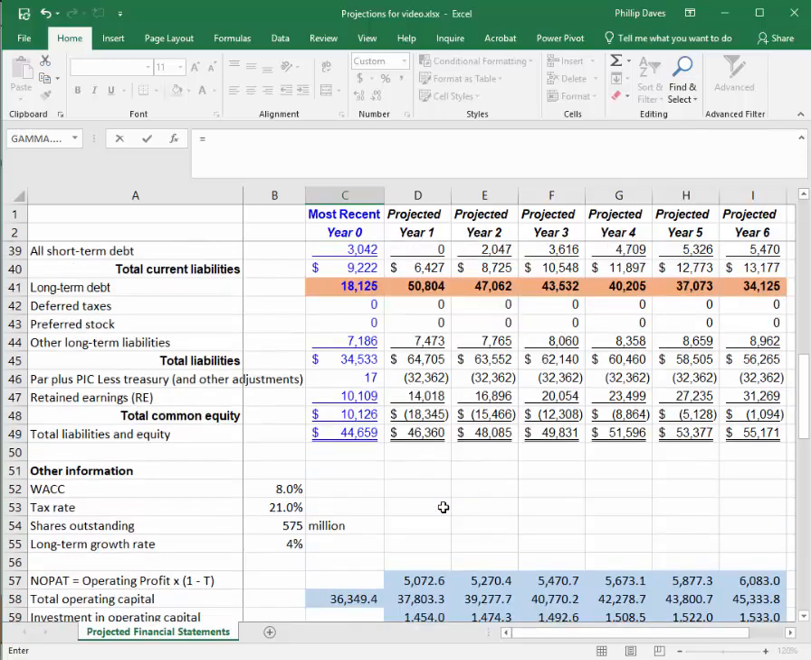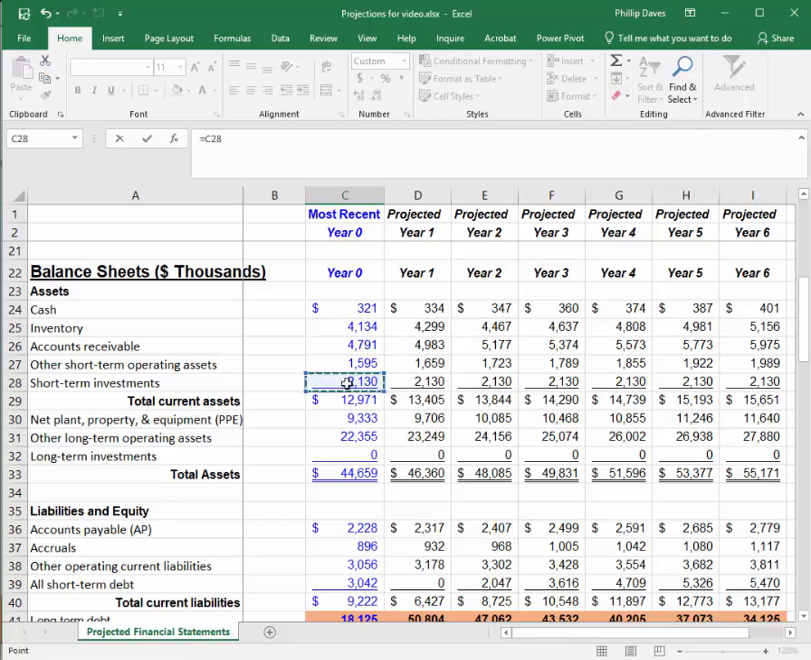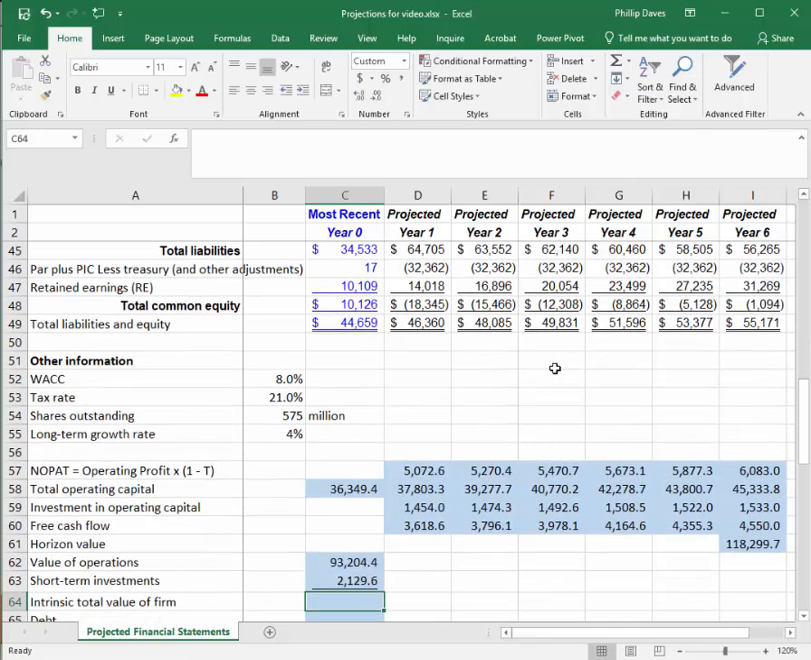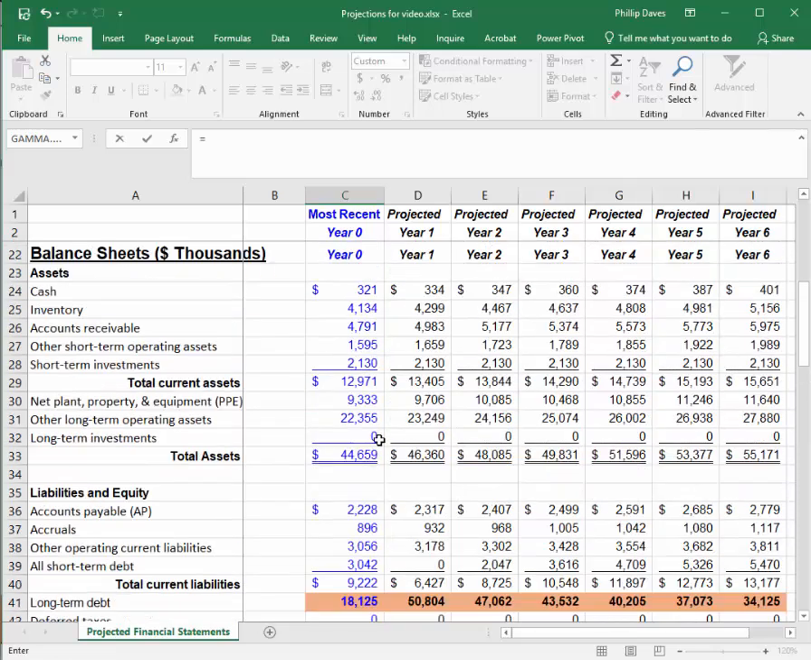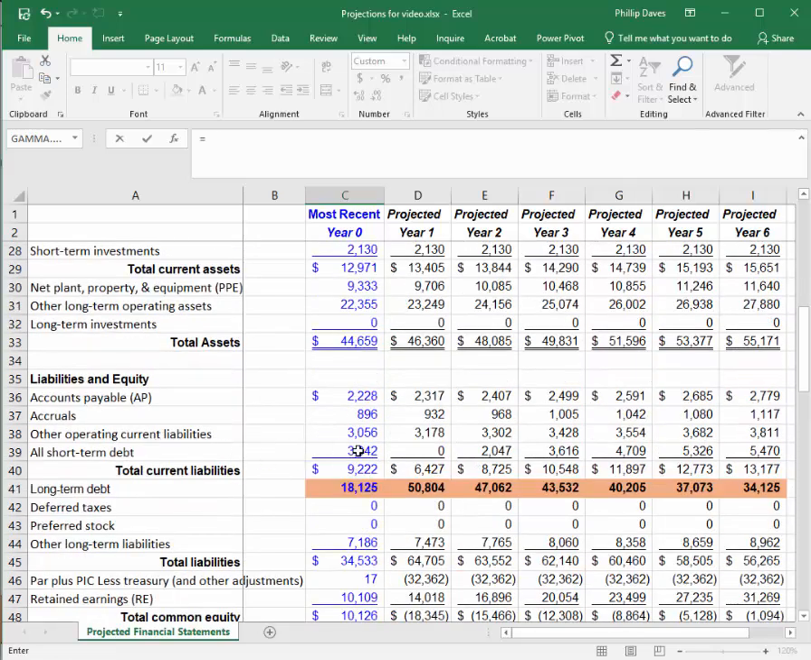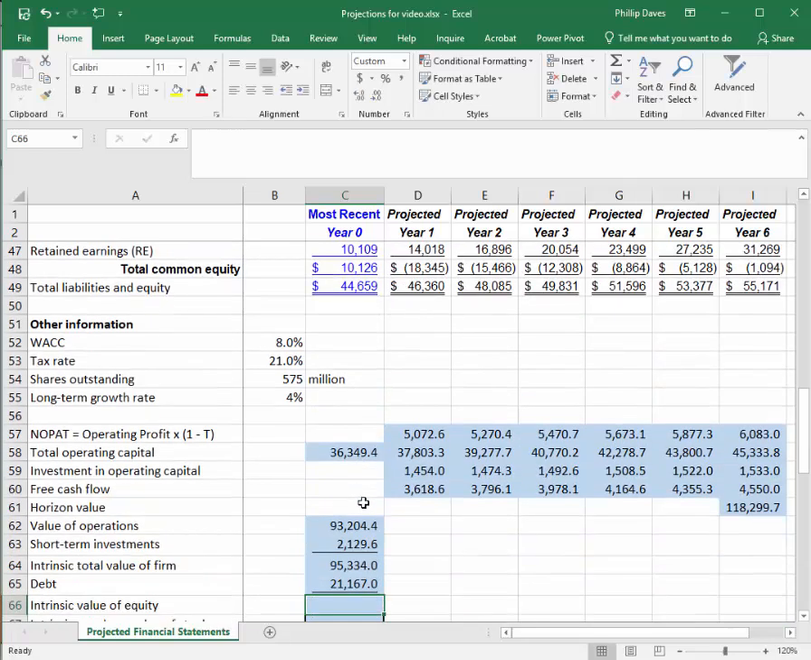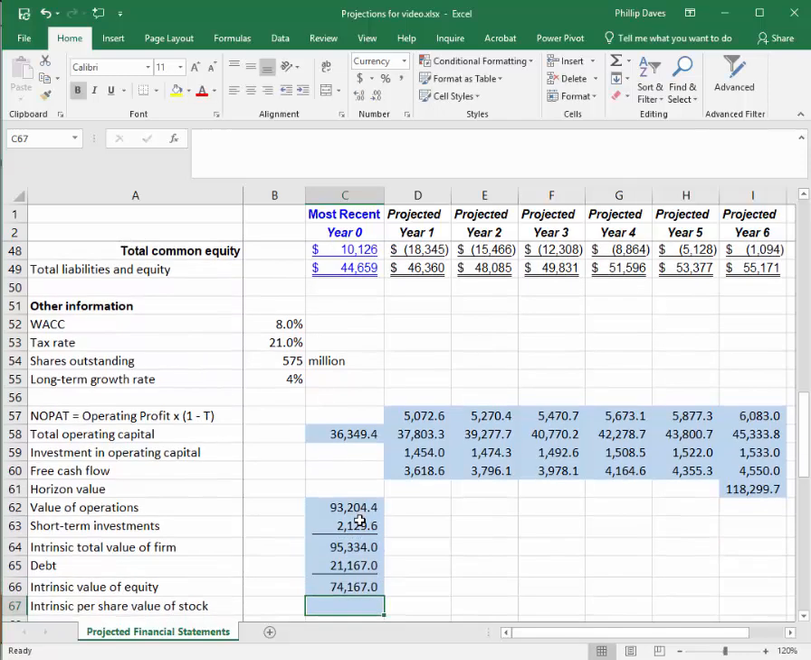We're going to add in short-term investments, which in this case is only $2 billion, not a ton of short-term investments. That gives us the total intrinsic value of the firm of $95 billion. Debt, and we want all debt, so we want the short-term debt, and we want any long-term debt, and we'll come back and talk about this long-term debt in just a minute. Subtract from the $95 billion the $21 billion in debt, and that gives us $74 billion intrinsic value of equity.